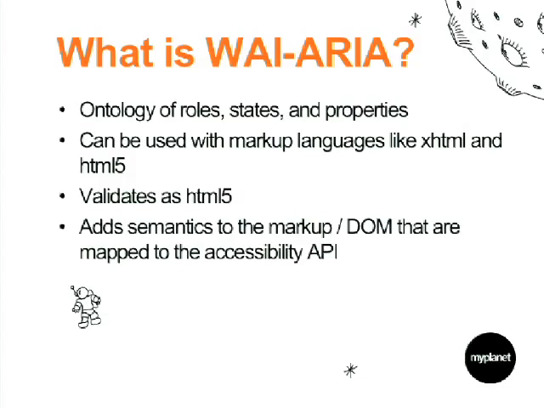So that's the world that we live in with native components. If it's an input type equals text, or input type equals radio, those types map to the accessibility API. But like we've been saying, not every element that you're putting on your page has a type, and it doesn't all have its own explicit or even implicit semantics.